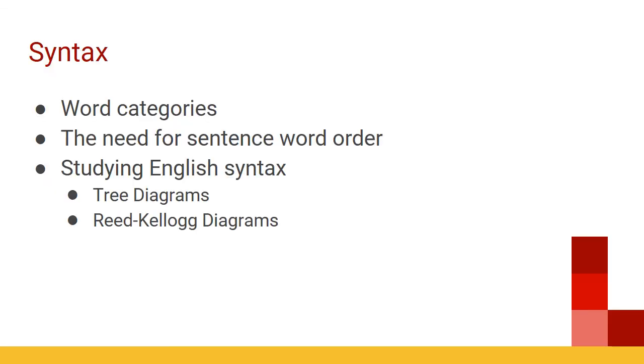But our main goal here was just to understand that there are different word categories, and that they do help us understand relationships between words as they form sentences. Because English doesn't have a lot of inflection, it relies primarily on word order to make the sentence meaning. And we looked at those two tools, tree diagrams and Reed-Kellogg diagrams, to better understand how English syntax works.